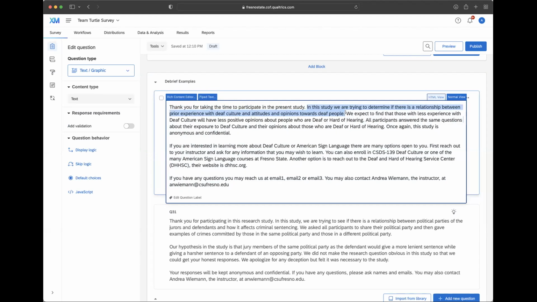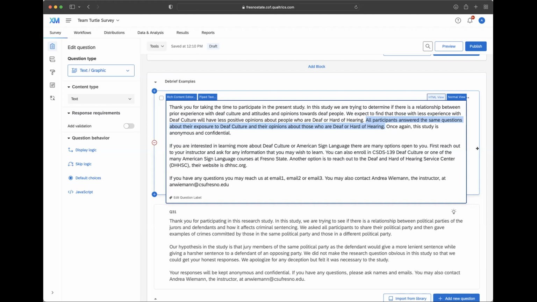We expect to find that those with less experience with deaf culture will have less positive opinions about people who are deaf or hard of hearing. All participants answered the same questions about their exposure to deaf culture and their opinions about those who are deaf or hard of hearing. So this part here, you have your hypothesis, what they expected to find, and then they have what they did. So very simple statement about what participants did in the study.